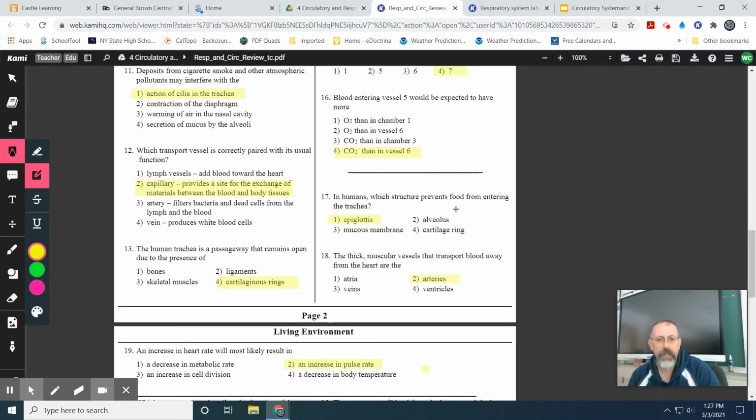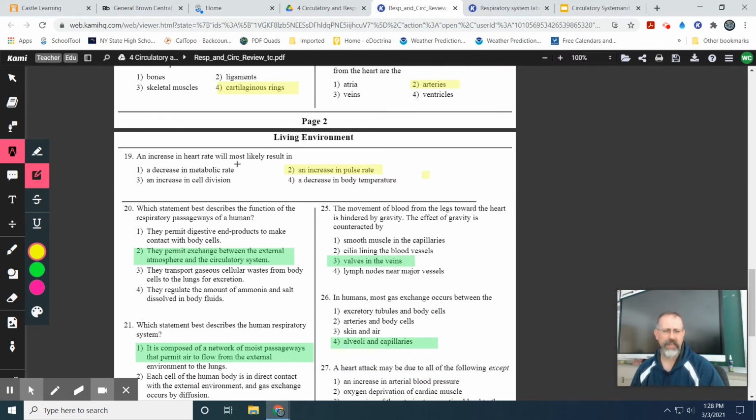17. In humans, which one prevents food from entering the trachea? Why don't you end up with french fries and mashed potatoes in your lungs? Well, you've got this little flap of tissue that closes when you swallow something and covers up your windpipe. That's your epiglottis. And number 18, the thick muscular vessels that transport blood away from the heart are arteries. A is away.